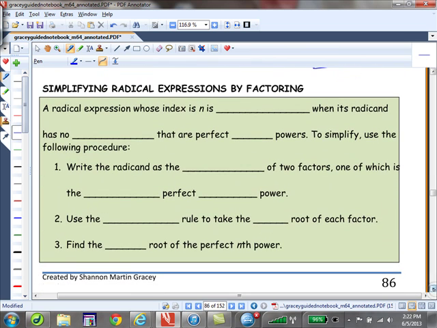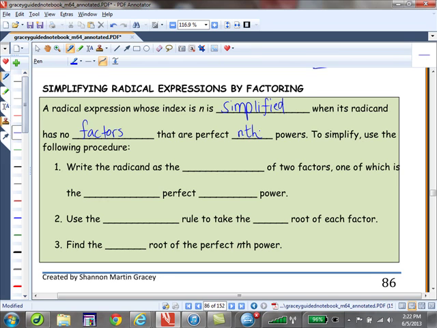Okay, so simplifying radical expressions by factoring. A radical expression whose index is n is simplified when its radicand has no factors that are perfect nth powers. To simplify, use the following procedure. So this is a guideline. You might have a little bit different way of doing it, but as long as you're following all the properties of exponents and the rules for radicals, you should be fine.